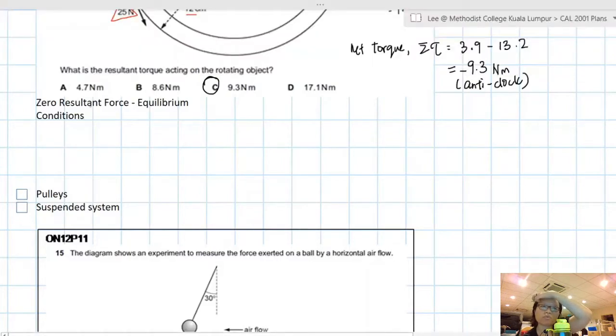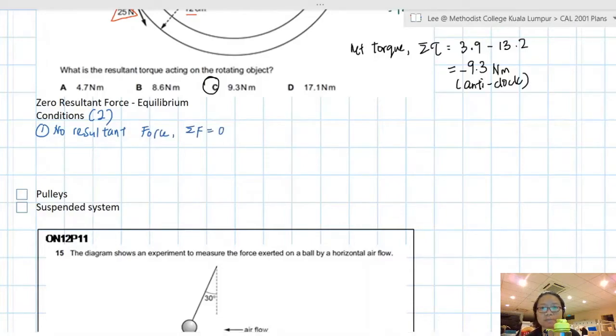So this is 4.2. We're going to look at pulleys and suspended systems generally, but I want to run you through the conditions of equilibrium, also frequently asked in Paper 2. Number 1, the system should have no resultant force. No resultant force here means net force is 0, and also no resultant torque. So the net torque should be 0.